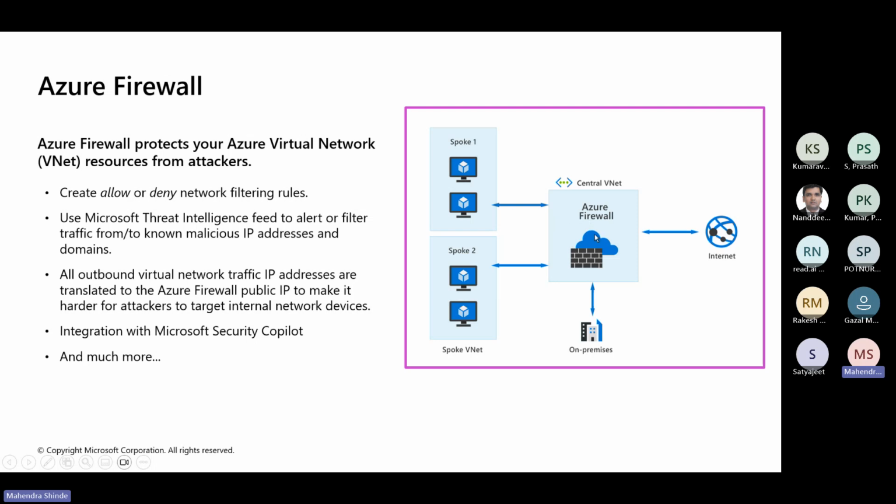Now, this is a hub and spoke network topology that we are using here. You deploy a firewall in the hub network, and then you deploy your resources in the spoke network. I guess you are aware of this hub and spoke topology. It is one of the best practices, or recommended practices.